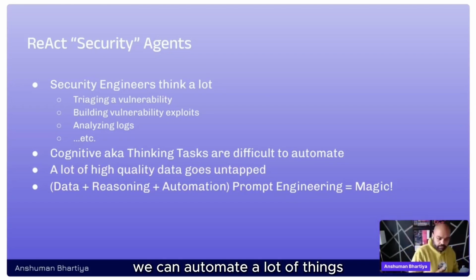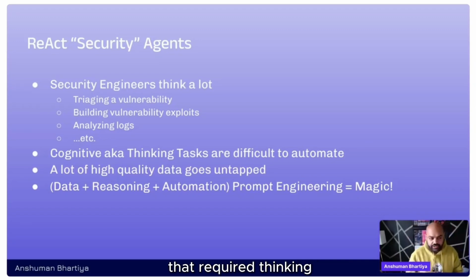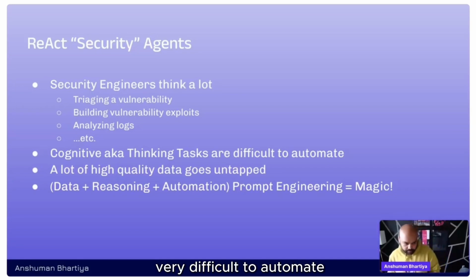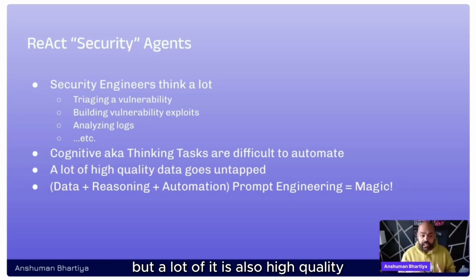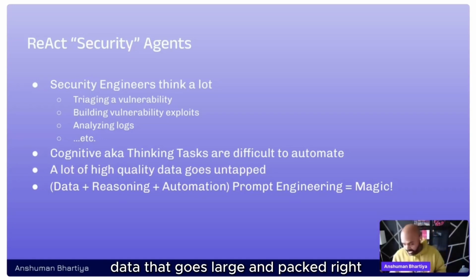After that, we can automate a lot of things that required thinking or some kind of human cognition, but historically have been very difficult to automate. In any domain within cybersecurity, we deal with a lot of data and information. A lot of it is noise, but a lot of it is also high quality data that goes largely untapped.